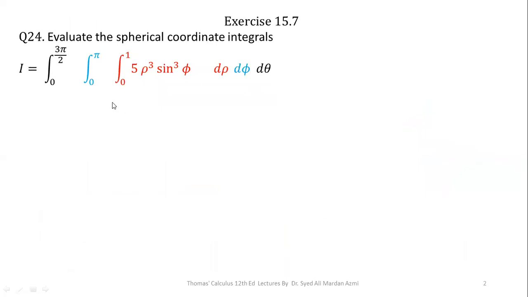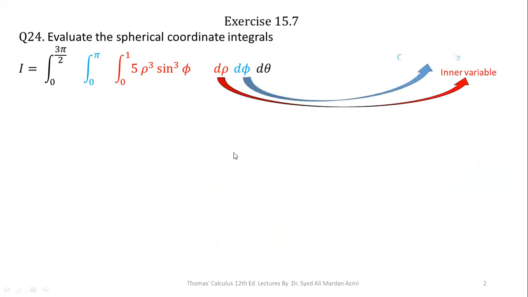Now, we will learn how we can evaluate question number 24. We can solve question number 24, exercise 15.7, Thomas Calculus 12th edition book. In spherical coordinate system, our innermost variable is always rho, our center variable is always phi, and our outermost variable is always theta. Please note that in spherical coordinate system, this order is fixed. We will perform integration always first with respect to rho, then with respect to phi, and then with respect to theta. Now the limits of rho are 0 to 1, limits of phi are 0 to pi, limits of theta are 0 to 3 pi by 2.